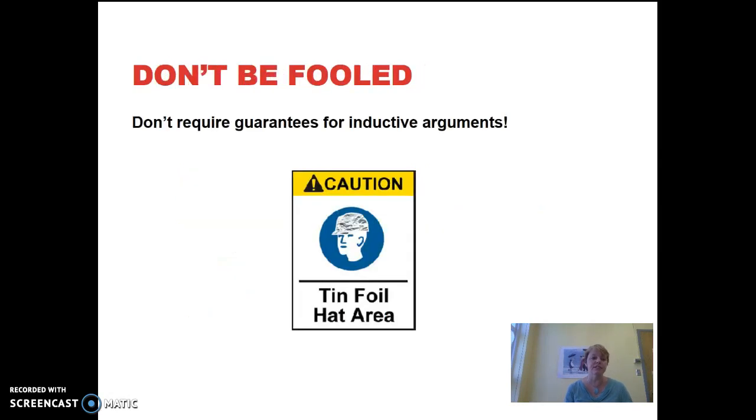The other thing you need to be cautious about is not requiring guarantees for inductive arguments. Conspiracy theorists do this all the time. For example, they'll dismiss the preponderance of evidence because one small thing doesn't fit in with the argument. For example, the Sandy Hook shootings were done by a single shooter. There's a ton of evidence about this. But conspiracy theorists point to early witnesses who said they saw two shooters. And they'll say, well, no, those witnesses said they saw two. Therefore, you can't believe anything about the one shooter.